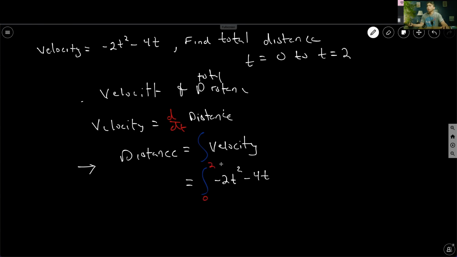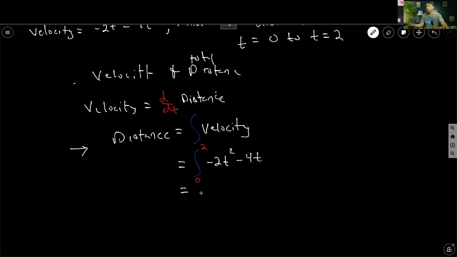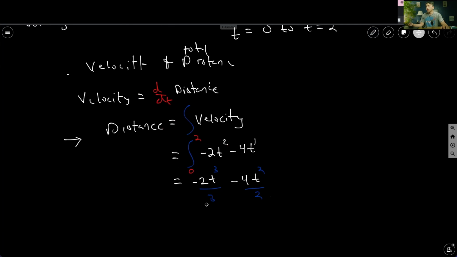Okay. So now we just integrate like normal. So this equals, the integral of this is minus 2t to the third power divided by that new power, because you add 1 to the power, minus 4 in this case. T was originally to the 1 power, so now, because you add 1, it's t to the second power divided by 2. And I'll clean this up.